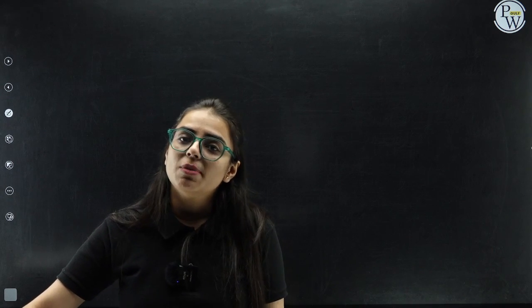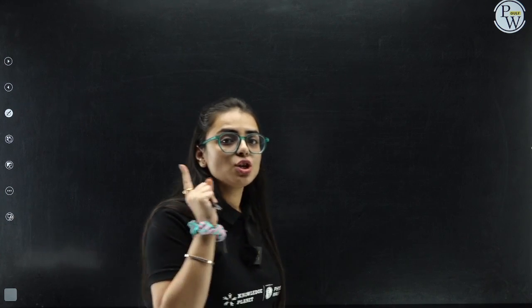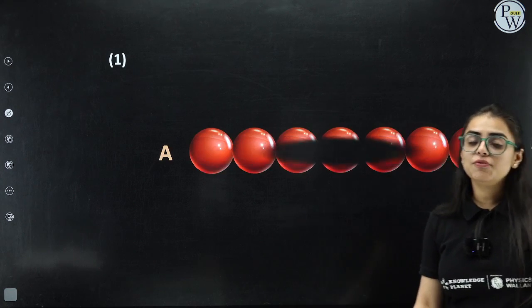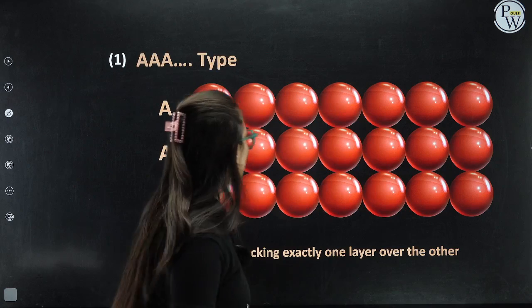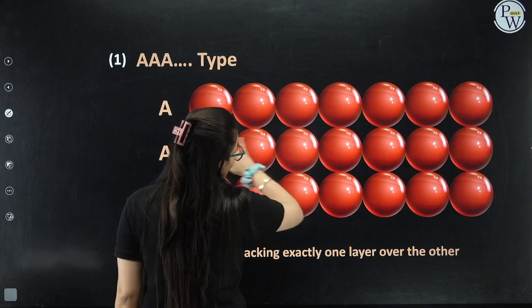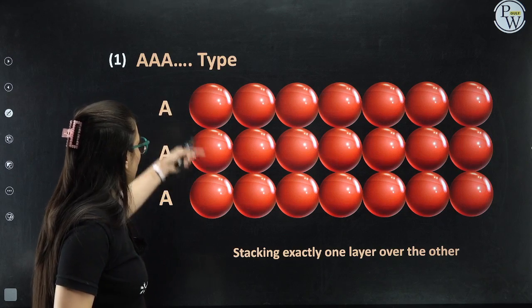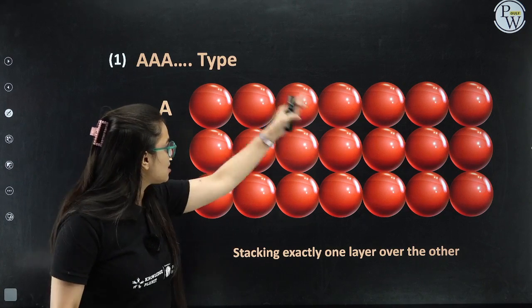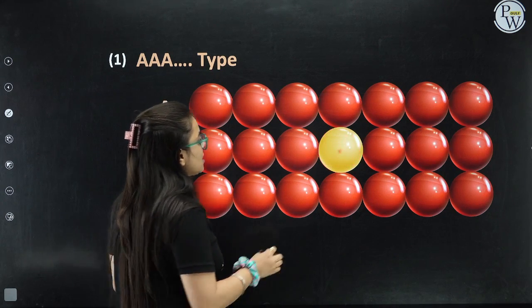Now let us talk about close packing in 2D. In order to see 2D, there are 2 cases. One is square close packing, another one is hexagonal close packing. Let us talk about the very first one, that is square close packing, that is AAAA type. Now see, this is your A layer, your first layer. A layer, A layer, A layer. So it is AAAA type. Now what is 2D? X-axis, Y-axis.